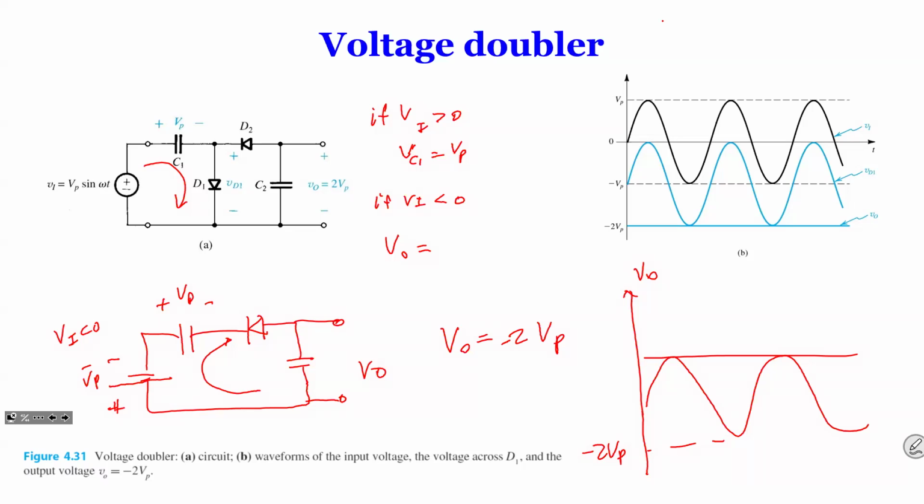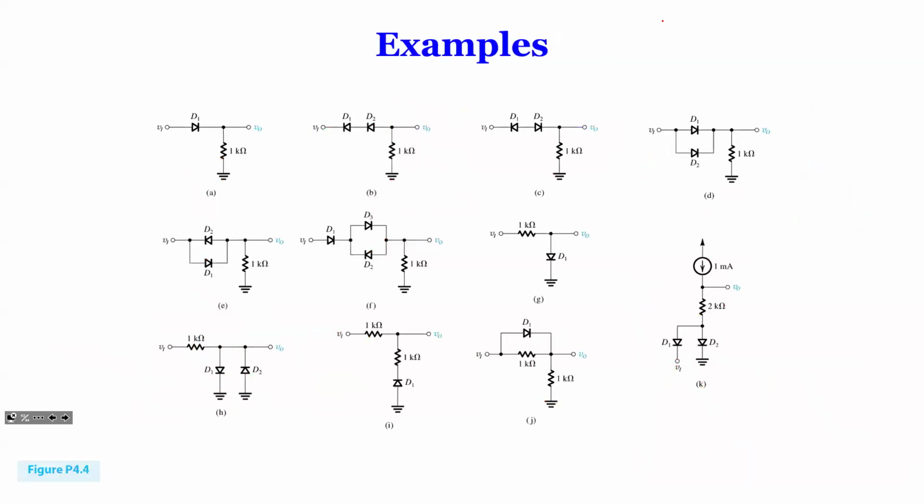You can also do a DC voltage doubler, but you don't have Vi. You can have a different waveform and so on. I probably don't have time to go through all this.